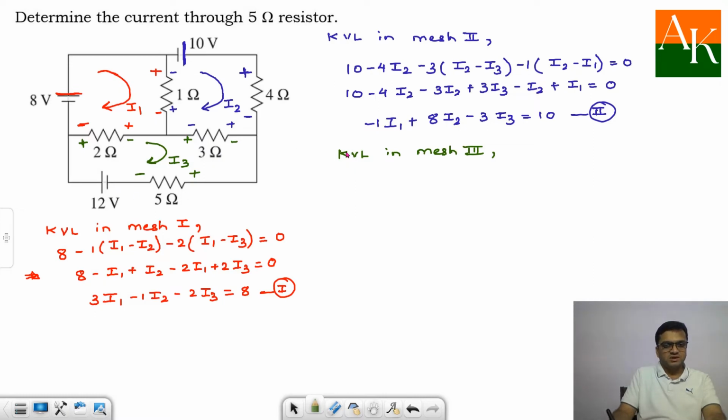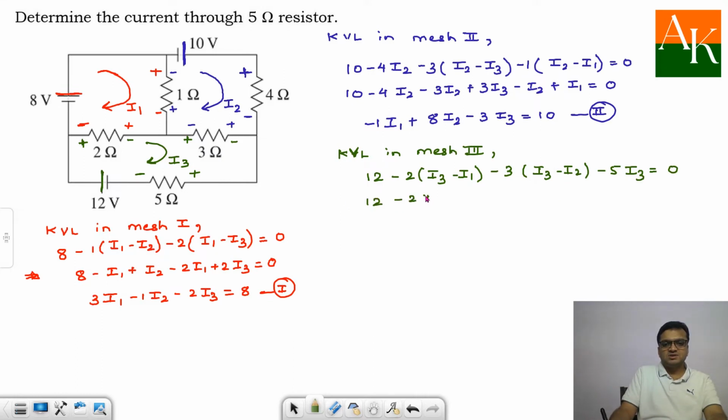Now I will write down the terms. Every term in KVL should be a voltage. I am starting at this point. So here I will have 12 minus 2 times I3 minus I1. We are traveling towards the right through the 2 ohm, minus 3 times I3 minus I2, and then you have minus 5 times I3, and you have completed the loop, so it is equal to 0. So this turns out to be 12 minus 2I3 plus 2I1 minus 3I3 plus 3I2 minus 5I3 is equal to 0.